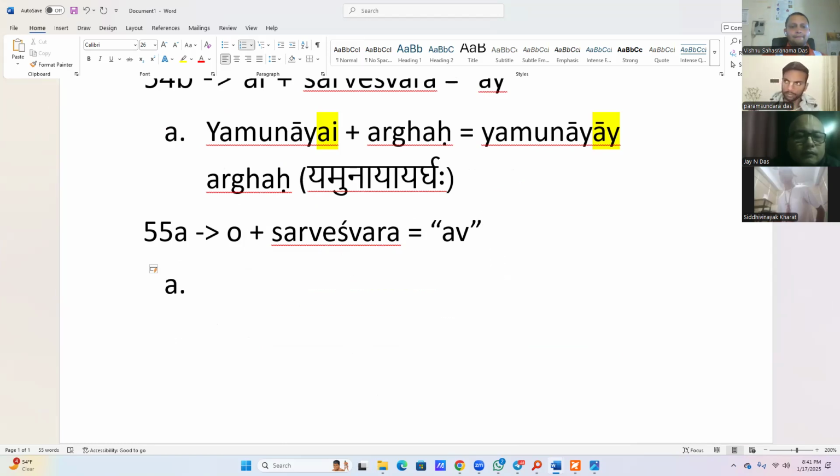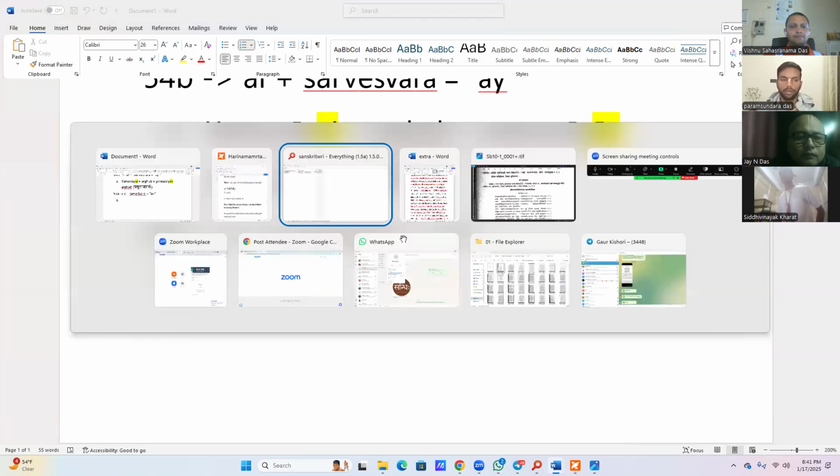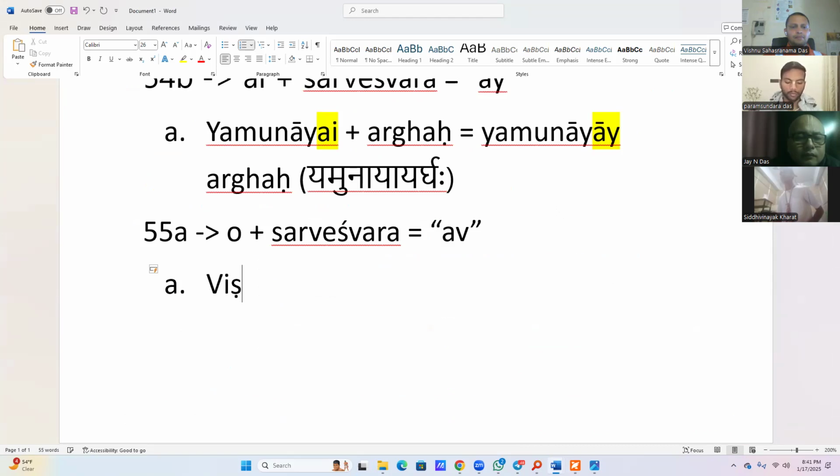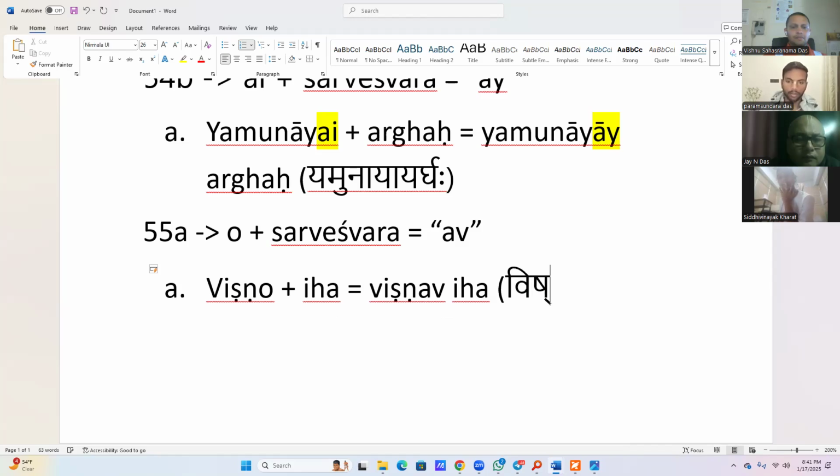For example, Vishnu, Iha. O and E. So O becomes Av. So we get Vishnu, Iha. In Devanagari, Vishnaviha, Vishnaviha.